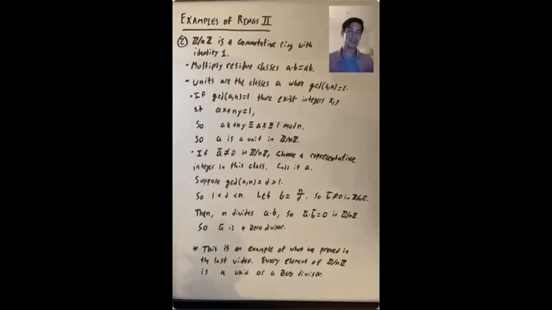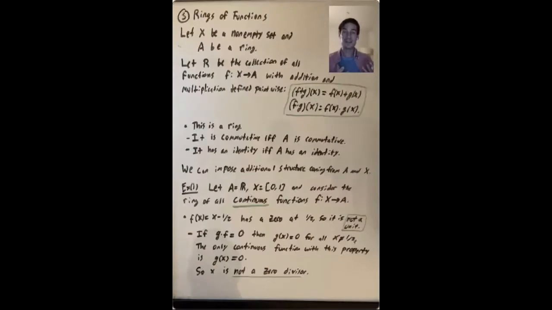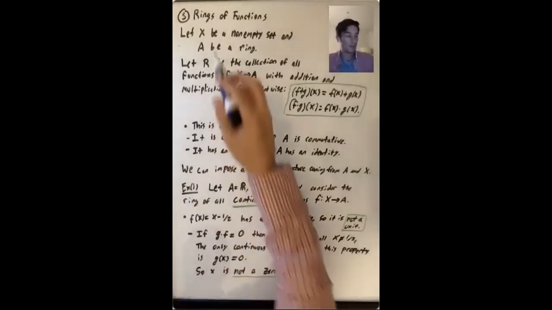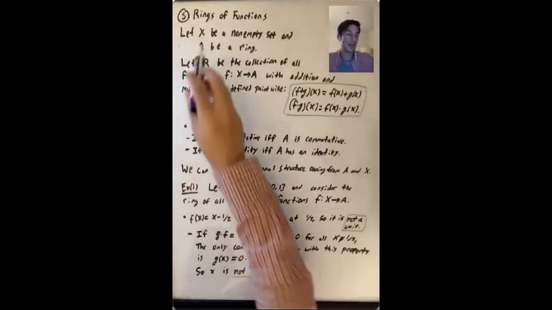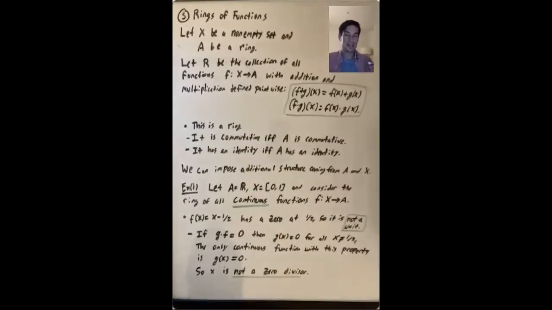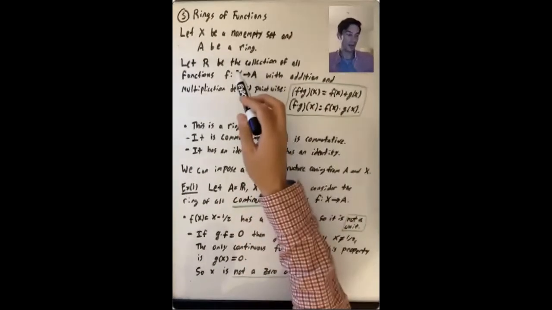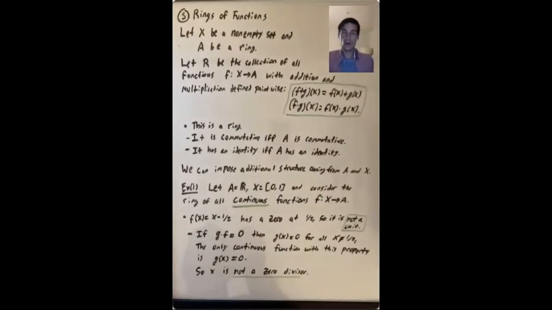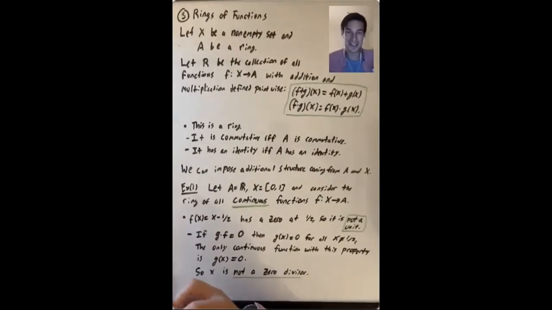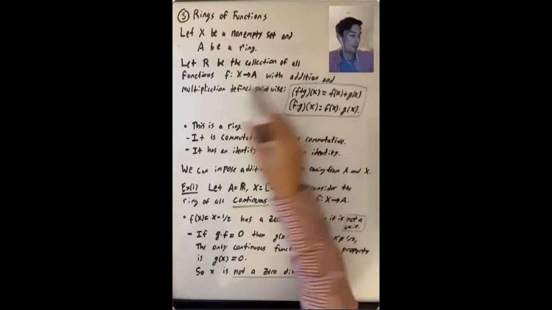I'll pause and erase, and I'll talk about a new type of example of rings that come from functions. Let's consider our next big class of examples, which are rings of functions. We'll start with a totally general setup. Let X be a non-empty set and A be any ring. Let R be the collection of all functions from X to A, where if we want this to be a ring, we need to say what the addition and multiplication operations are, and we'll define them pointwise.